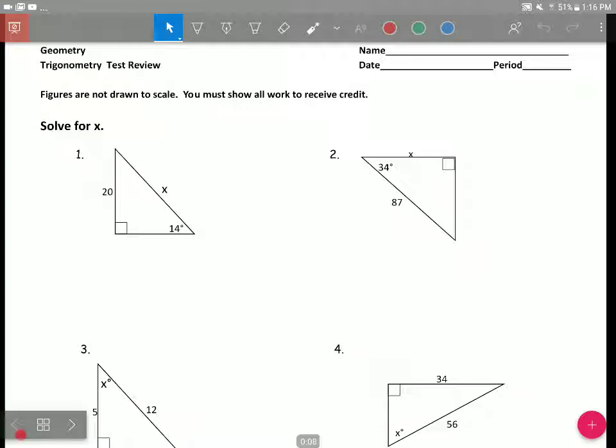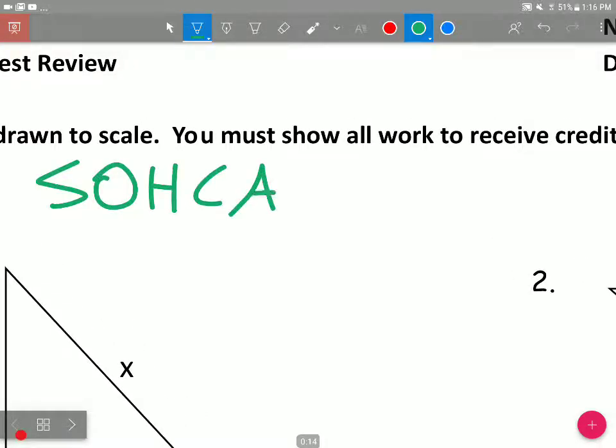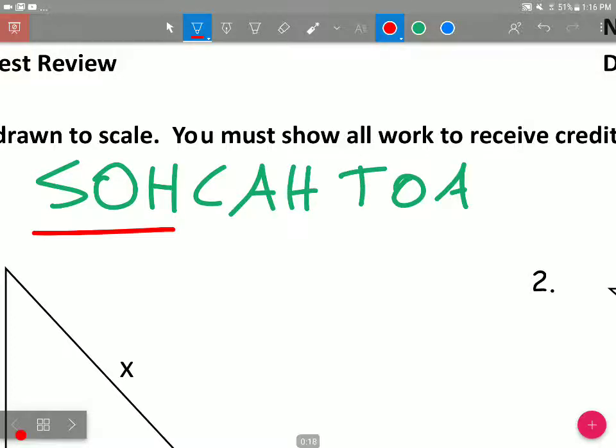All right, so basically, remember SOH CAH TOA. Okay, remember they're in groups of 3. That's the easiest way to remember it. You will have to memorize that. We will not be writing it on the board.